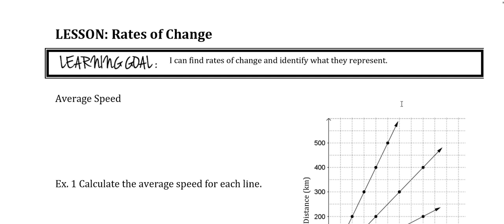So we finished, what's going on here? There we go. We finished a few weeks ago. We were doing a lot of work with graphs of straight lines. And what did we do? We talked about the rule that makes a graph. We talked about representing it with a rule.